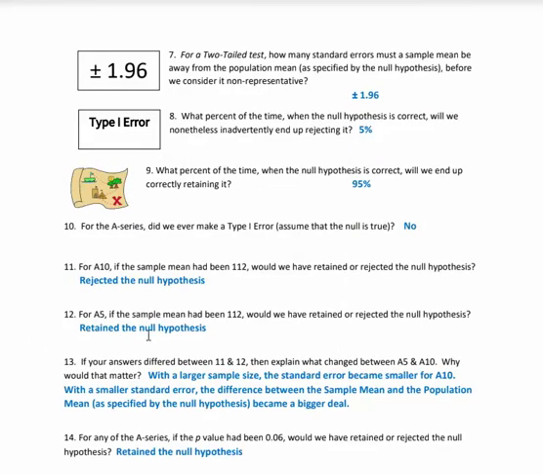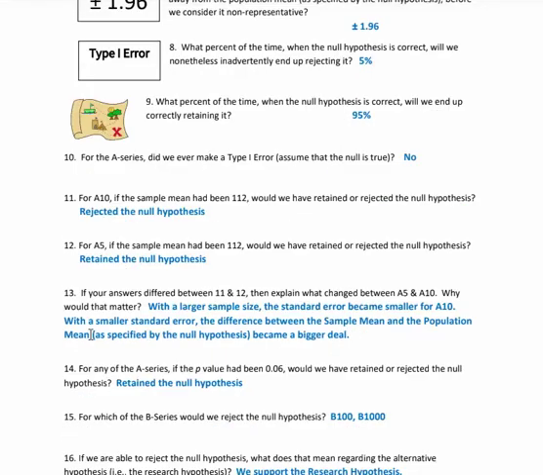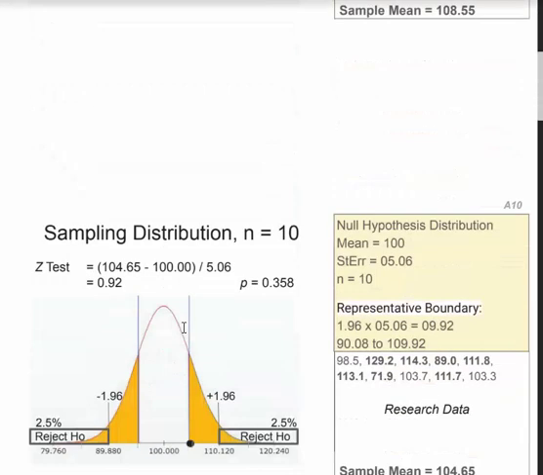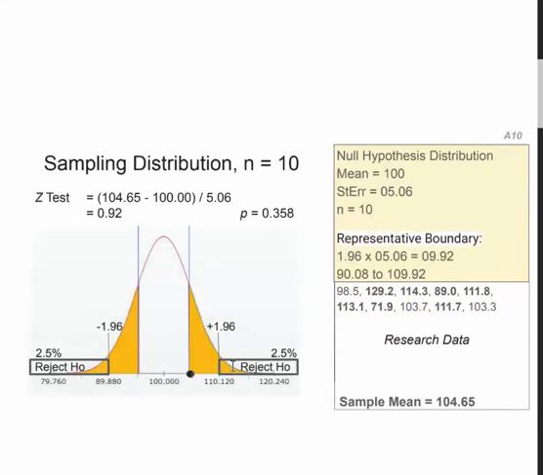So coming back, number 13. If your answers differ between 11 and 12, then explain what changed between A5 and A10. Why would that matter? So we have, with a larger sample size, the standard error became smaller for A10. With a smaller standard error, the difference between the sample mean and the population mean, as specified by the null hypothesis, became a bigger deal.